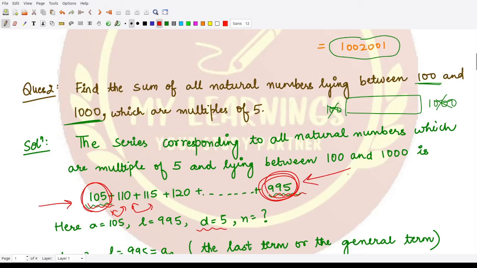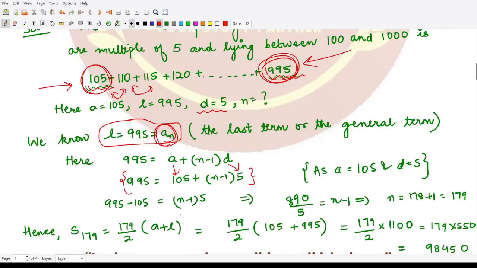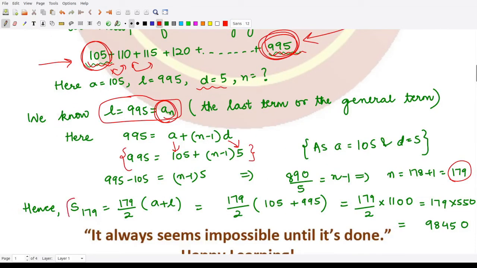In order to calculate the value of n here, we can make use of the last term, which is given to us. The last term is also your general term an. You know the formula for this general term: it is a plus n minus 1 times d. Here you can substitute the value of a, you can substitute the value of d, and you can simplify this expression in order to get the value of n. And what is the value of n that we obtain? That is 179. So that means we need to find the sum of all the 179 terms.